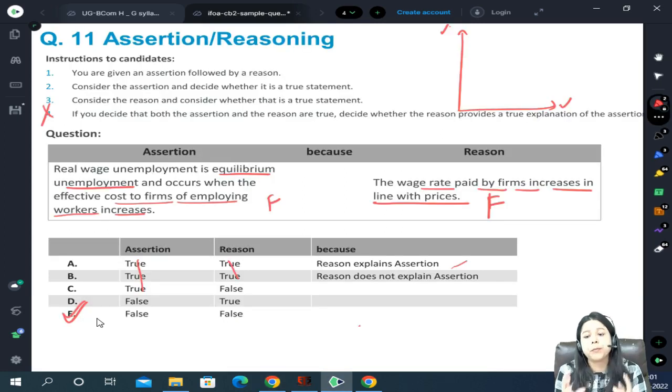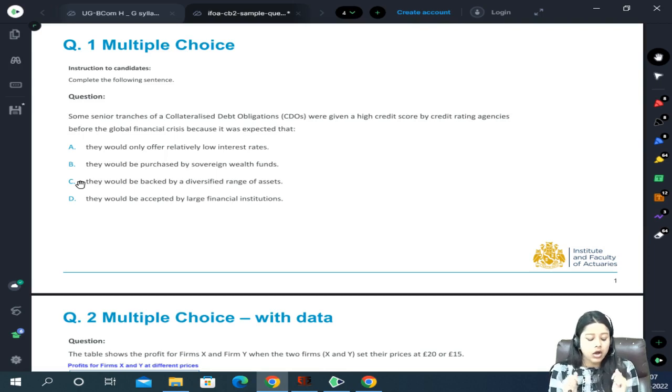Again, let's just see the types: multiple choice, multiple response, numerical, and you have assertive reasoning, drag and drop, and true and false questions. Assertive reasoning is the most important, and again, very difficult to understand. There are 3 steps to it. So I've discussed it properly towards the end. So I want all of you to just go through it. All right. Okay. So let's start with these few questions.